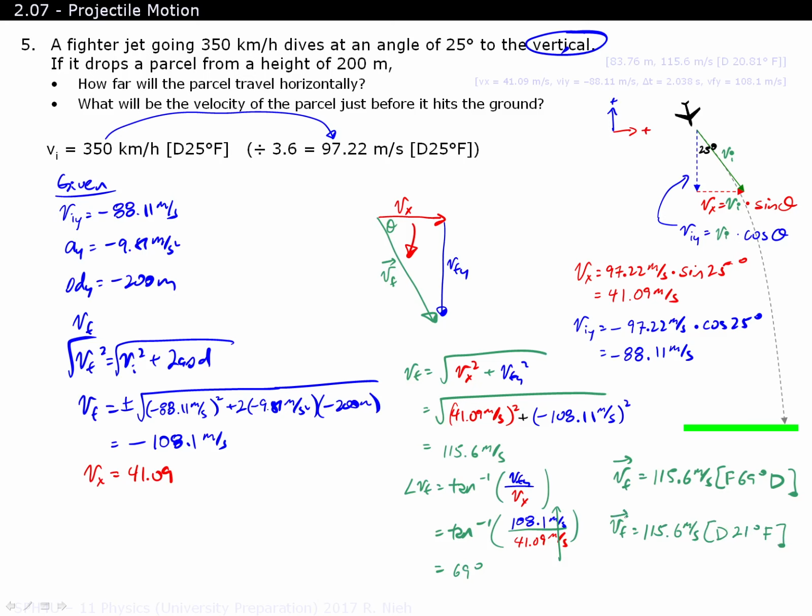Either answer is correct. You can also multiply your 115.6 by 3.6. So 115.6 times 3.6 will give you 416 kilometers per hour. Now looking at our givens, since our angle is at 2 sig figs, you probably want to round these answers to 2 sig figs as well.